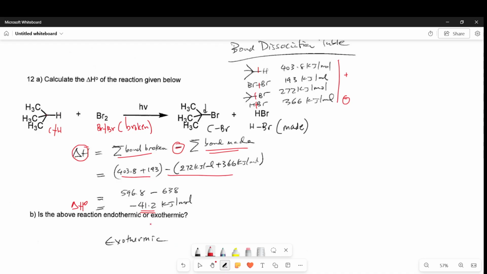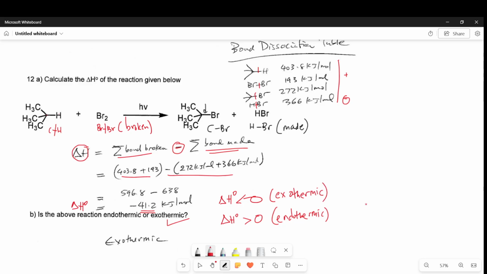So in the question, is the above reaction endothermic or exothermic? Obviously, it should be exothermic because delta H naught is less than 0. But if delta H is greater than 0, that would be endothermic. Delta H less than 0 is exothermic.